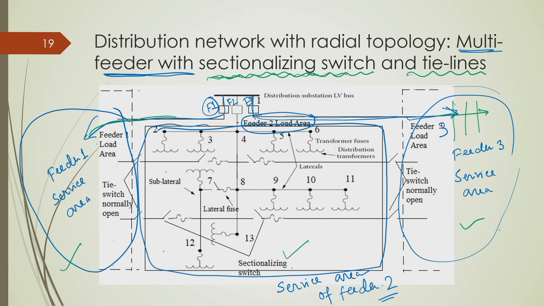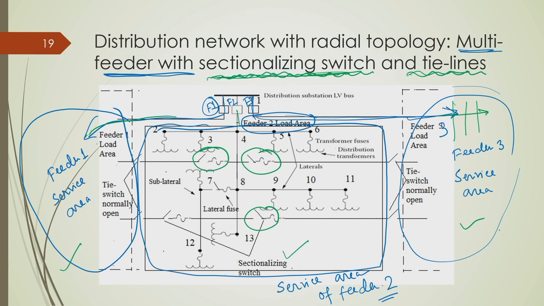One is the sectionalizing switch, another is tie lines. Now, what is the function of a sectionalizing switch? These are the sectionalizing switches. This is one sectionalizer, this is another sectionalizer, and this is another sectionalizer. So, a sectionalizer basically sectionalizes the whole circuit into different sections. A typical feeder, for example this feeder, has a number of sections. So, what is the role of this sectionalizer switch? They are normally closed switches and they are like isolators. They do not operate on load condition, rather they operate off load condition.